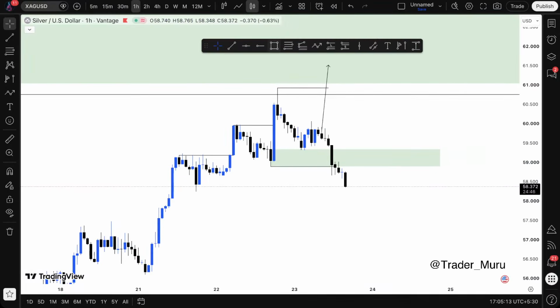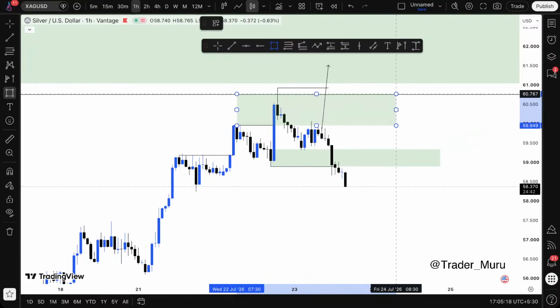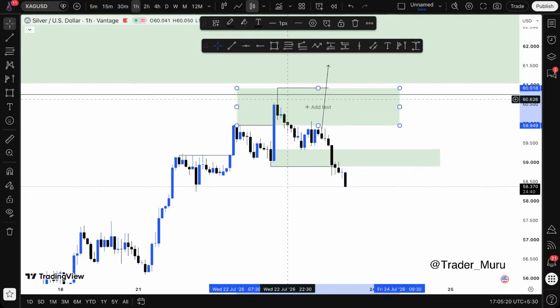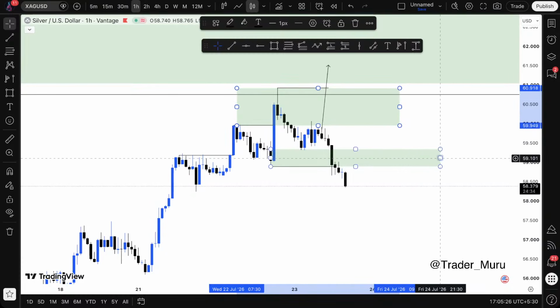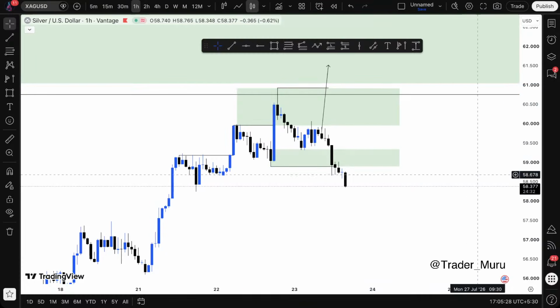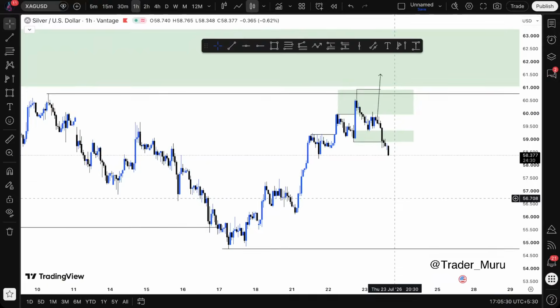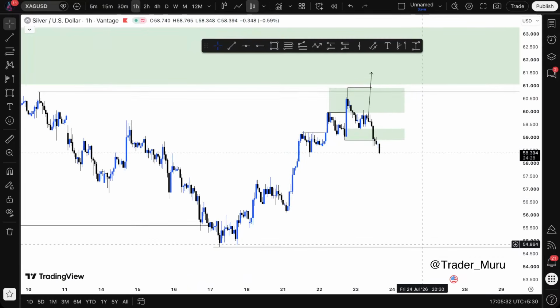And the second entry zone will be this QML area. You can take this fully because this is also an extreme order block. So from these two areas you will get a short entry in silver. Silver is bearish and you should be watching for short on confirmation, and the target will be this low again.